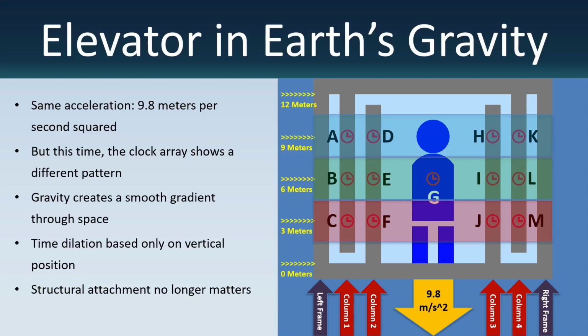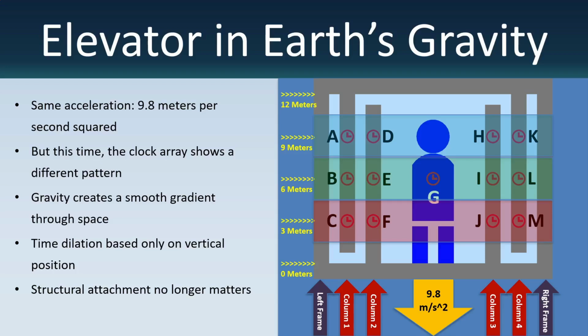The lowest clocks, C, F, J, and M, are deepest in the gravitational field. They tick the slowest, shown here in red. The middle clocks, B, E, G, I, and L, tick a little faster. They're in the middle of the gradient, shown in green. And the top clocks, A, D, H, and K, are farthest from the Earth's center. They tick the fastest, shown in blue.